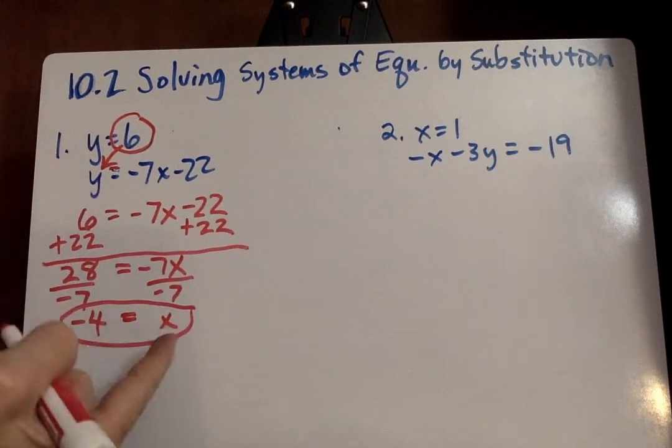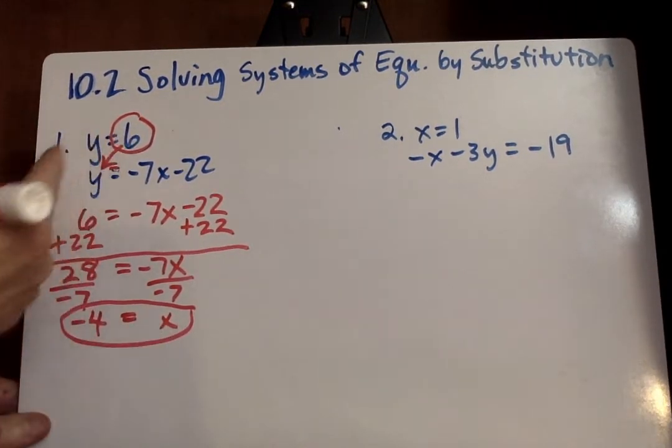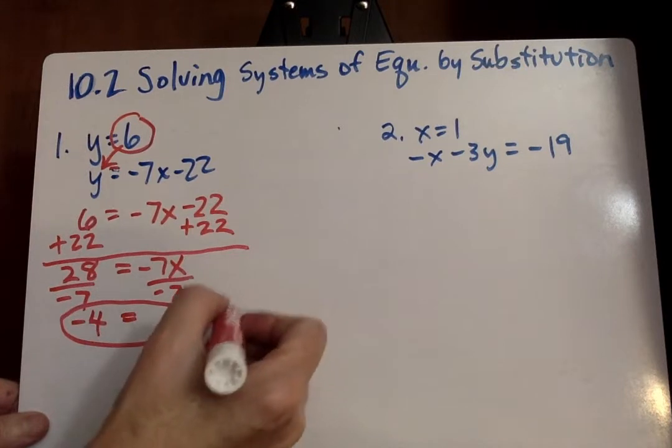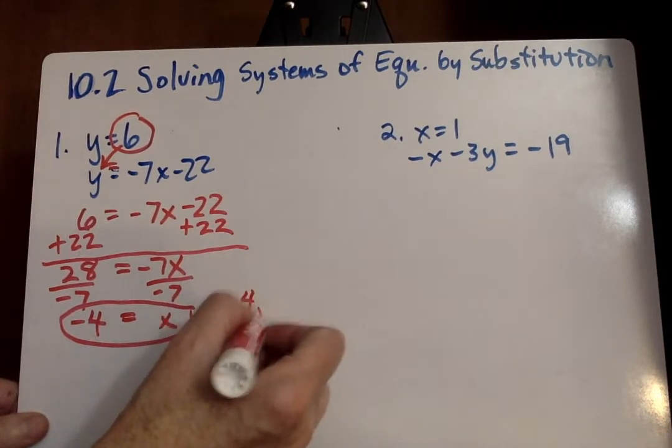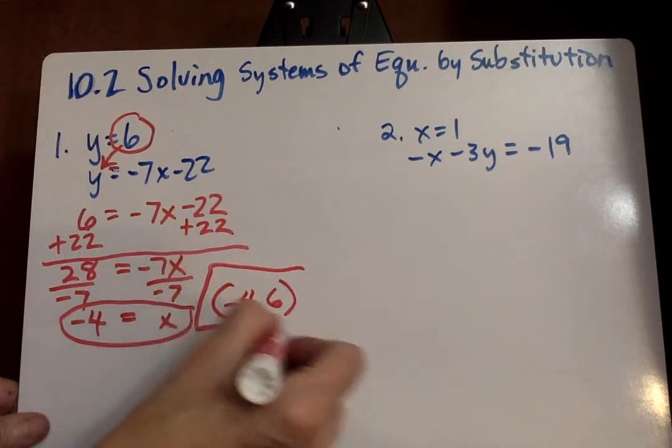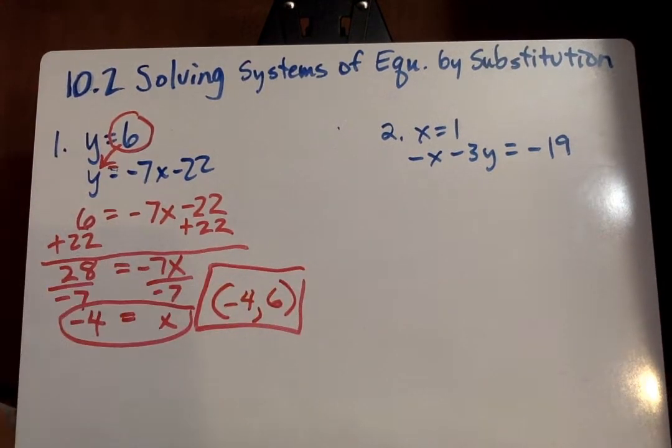Okay, now x is negative 4. Usually you have to plug it back into one of the equations, but we know y is already 6. So our solution will be negative 4, comma 6. And you want your solution in ordered pair form, if it happens to be an ordered pair.